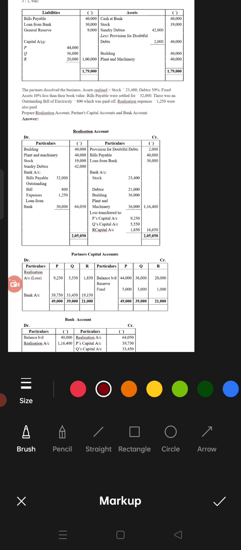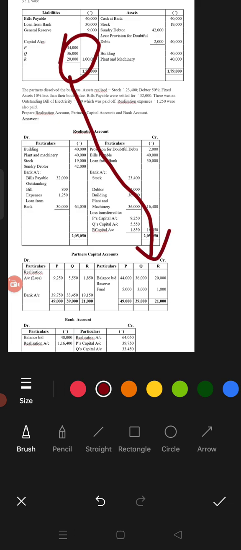I hope it's clear. Next, you're going to prepare the PCA account, partners capital account, and you have to take all the capital items. Capitals P, Q, R, copy and paste it in the credit side. General reserve, you are going to share 9,000 general reserve. So general reserve should be shared in the ratio, that is nothing but 5:3:1. 9,000 it should be shared among the ratios here. Debit side you are going to share in the credit side.